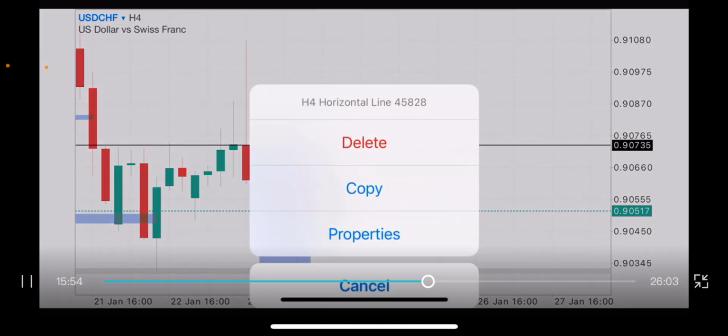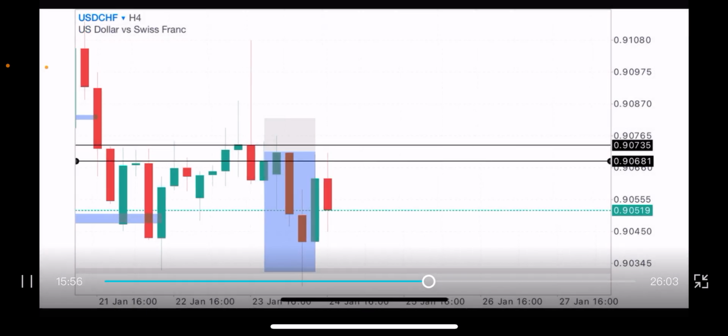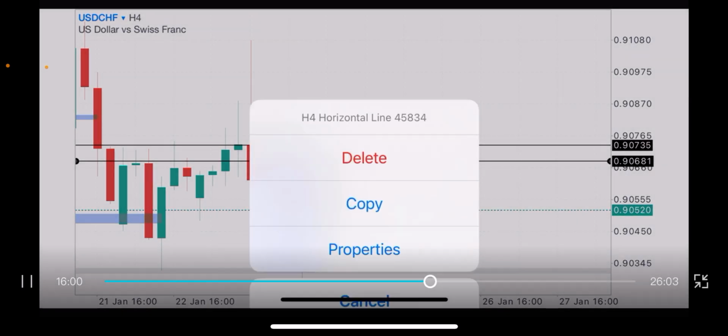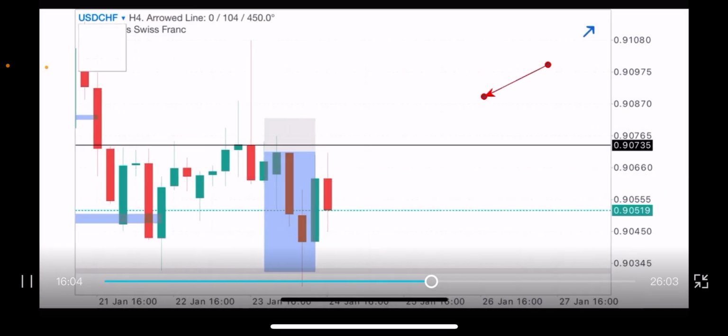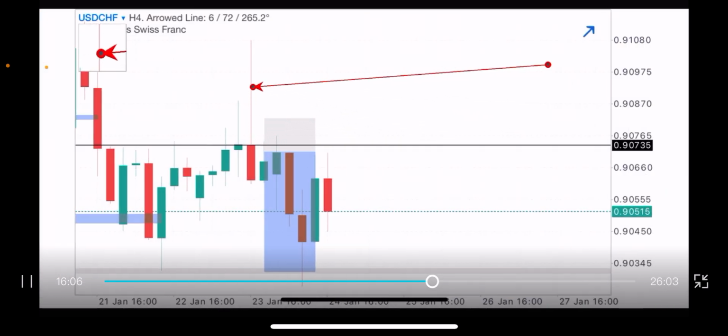This H4 resistance right there, in SMC we call it rejection, in ICT we call it rejection block. In SMC we see there's a hidden order block right here. It's none of my business.